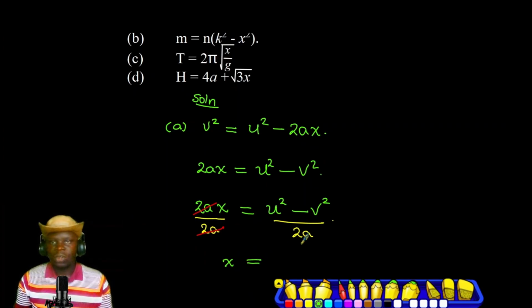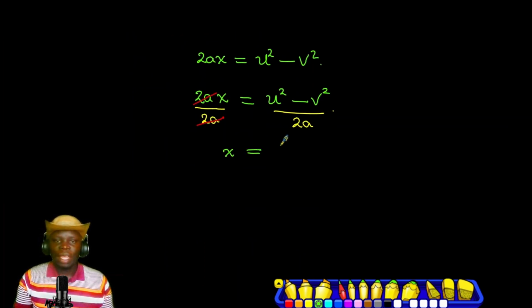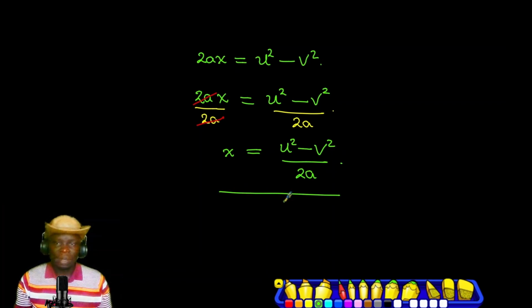And on this side, you can either decide to have 2 terms here by distributing our denominator 2a to the first term and second term, that is u squared and v squared. But for me, I prefer one general term just like here, meaning we just simply copy what we have here as u squared minus v squared over 2a. Finally, we have made x to stand alone, so it is the subject of u, v, and a.